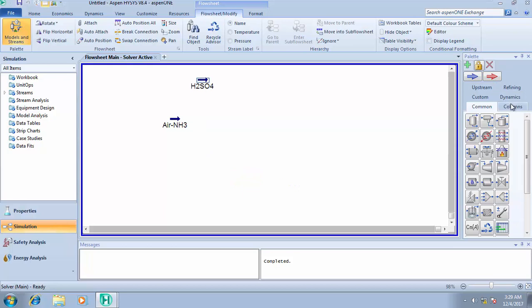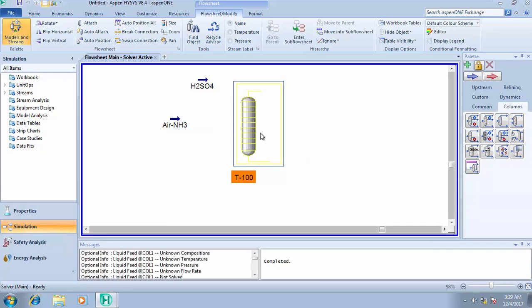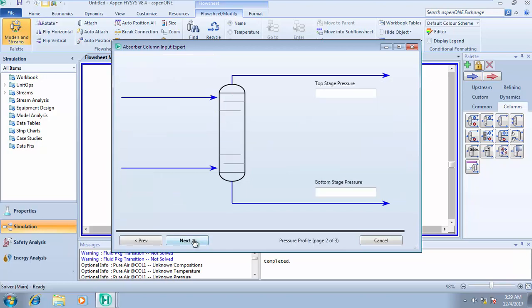Okay, so I'll have to go to my object palette, click on columns, and select my absorber. Let's select my absorber, double click to open it. So my top stage inlet is H2SO4, my bottom stage inlet is ammonia air. Okay, ammonia air. So this is pure air, and this would be my ammonia H2SO4 stream. Right, so I need to go and define every other thing.